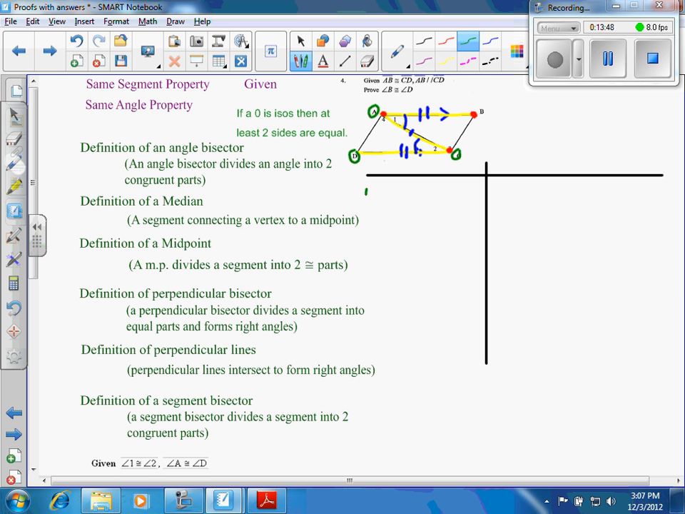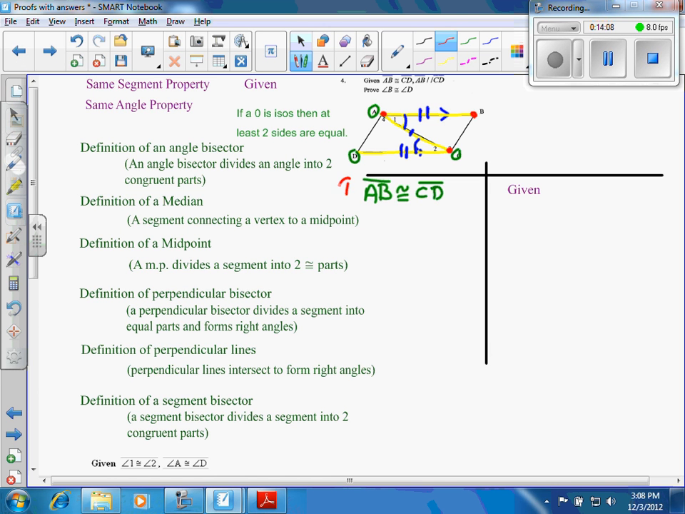AB equals CD. Okay, AB, segment AB is congruent. So segments aren't equal because they're numbers. So they're objects, so we say congruent. But, right idea. Okay, and the reason for that is that it's given. Okay, so Alex, what's another one?